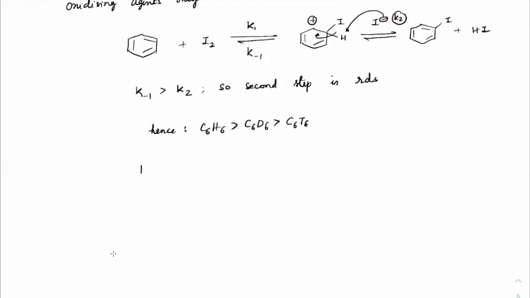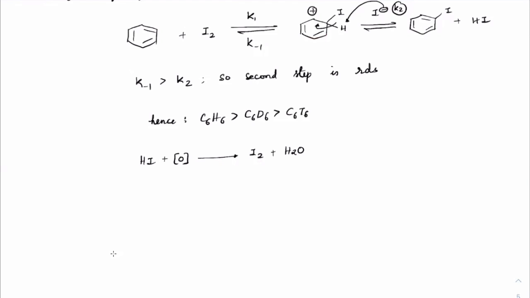So basically, whatever HI content, any small amount of HI that is formed, we will let it react with an oxidizing agent and convert that into I2 plus H2O. So thereby the reaction will get a push more in the forward direction. Correct? Everybody understood this point?